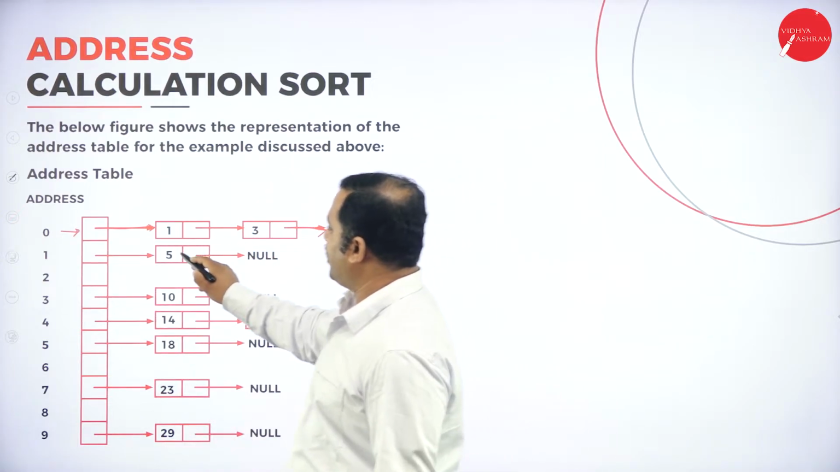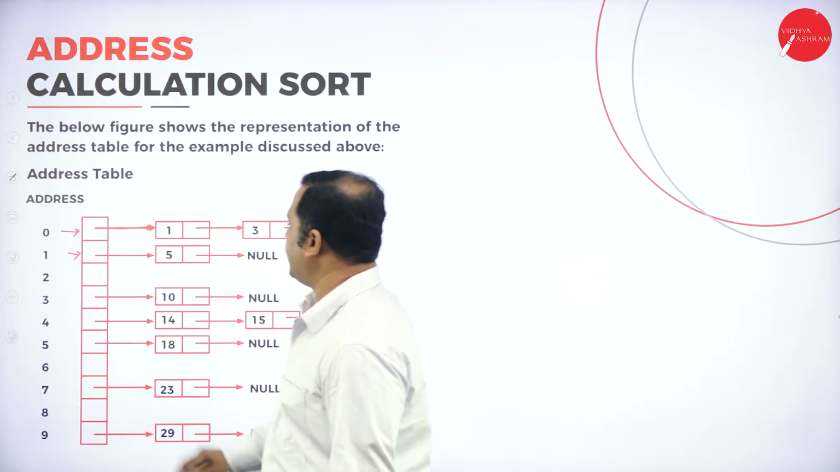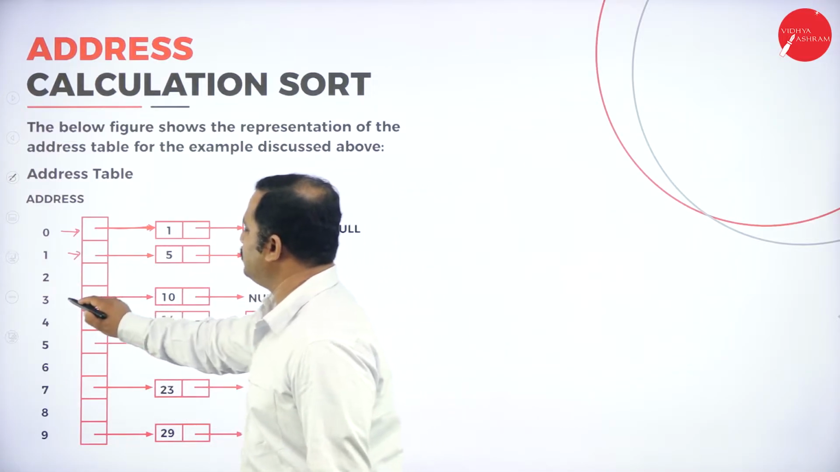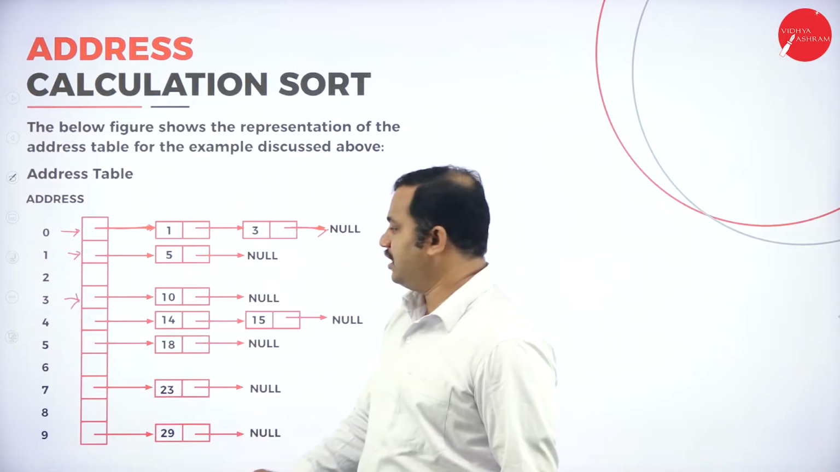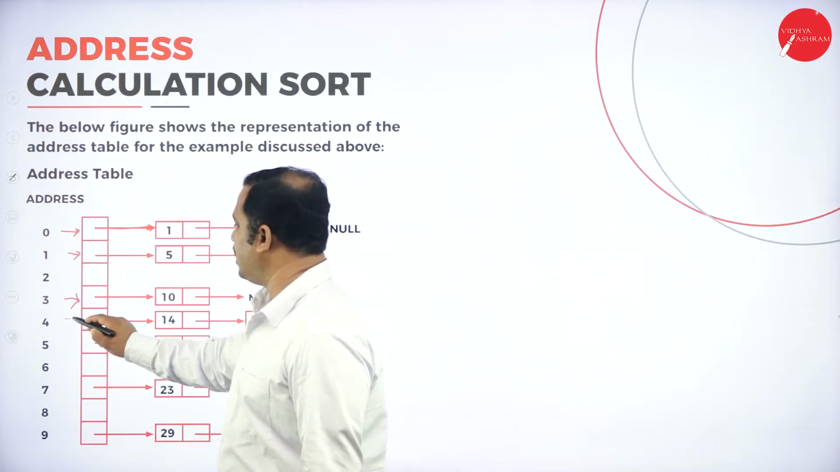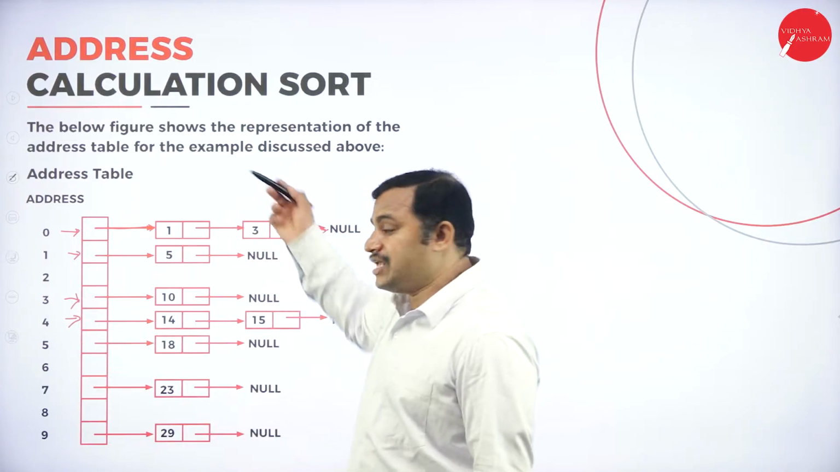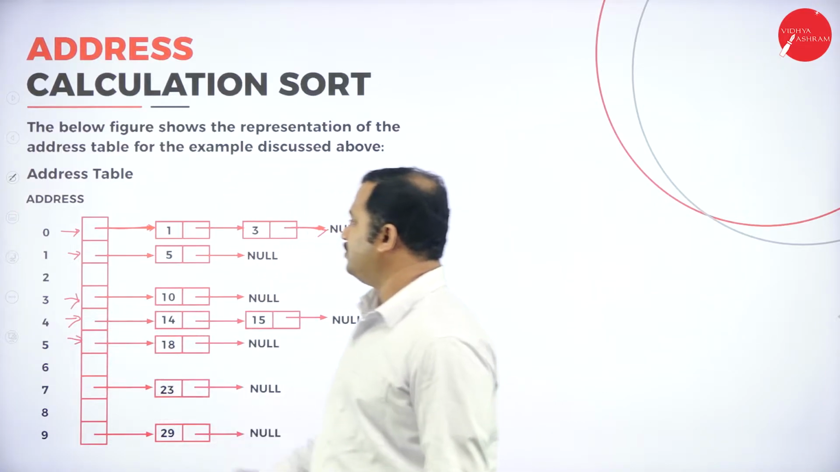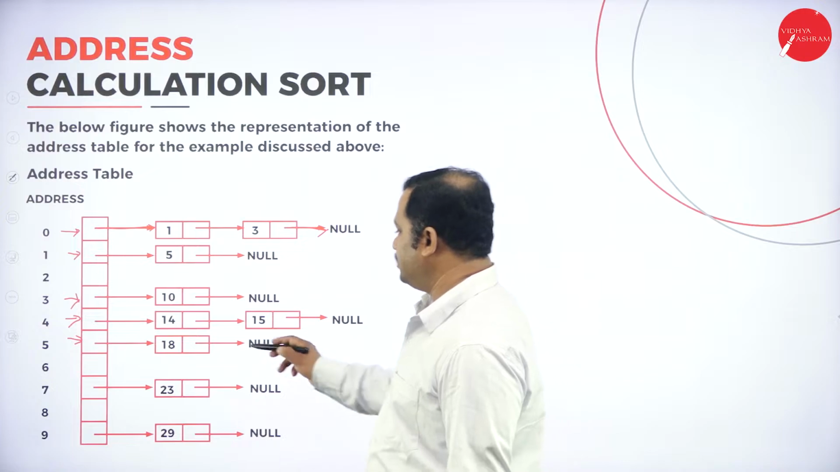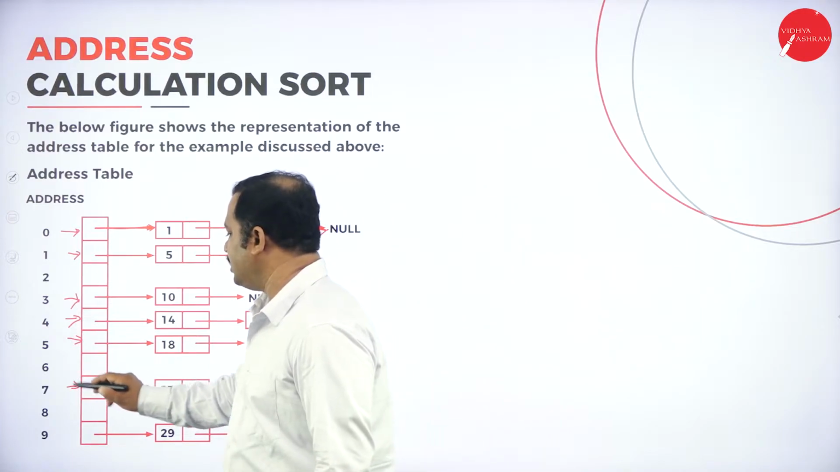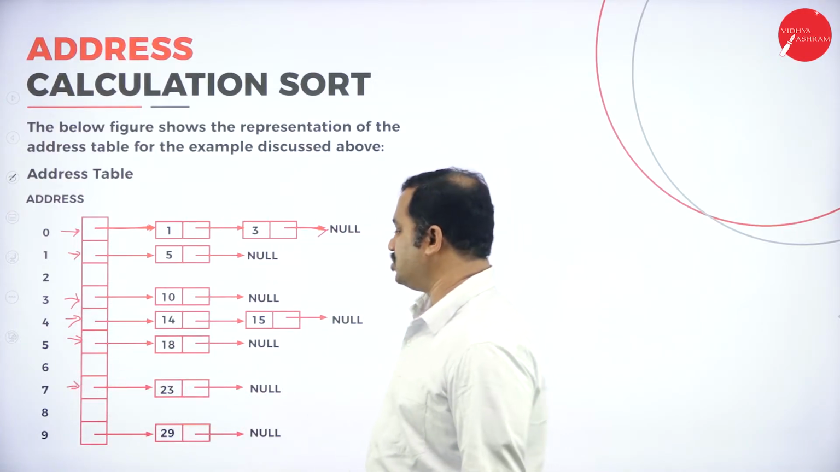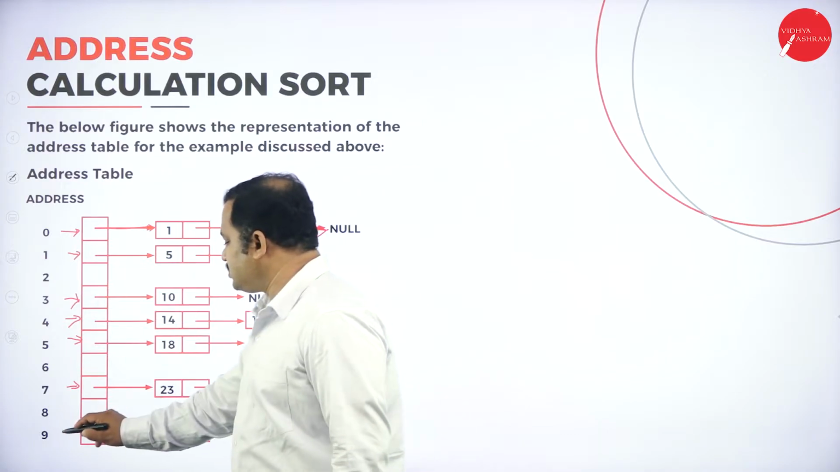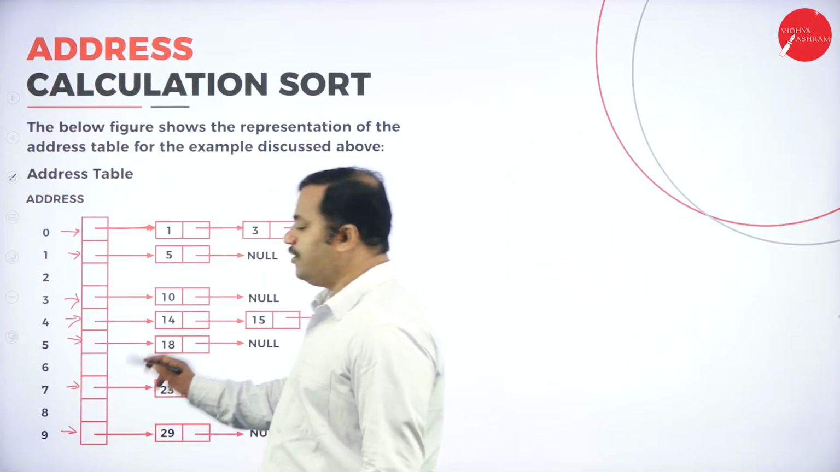Then 5 is stored at address location 1. Then 10 is stored in address location 3. Then 14 is stored in address location 4 in the address table. Then 18 is stored in address location 5 in the address table. Then similarly, 23 is stored in location 7 of the address table. Then 29 is stored in location 9 of the address table.